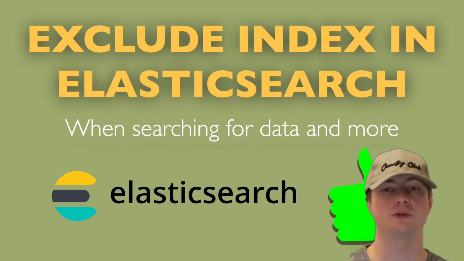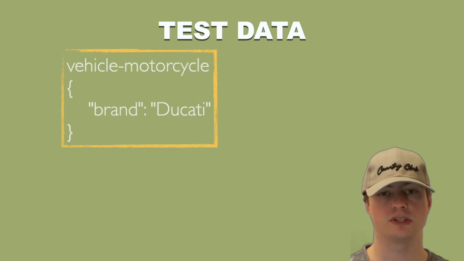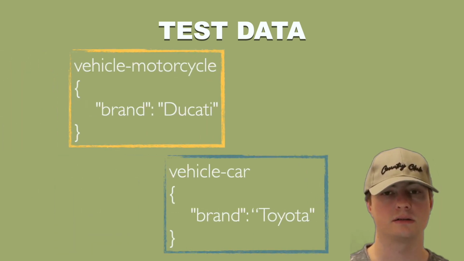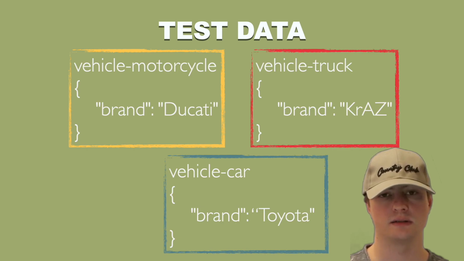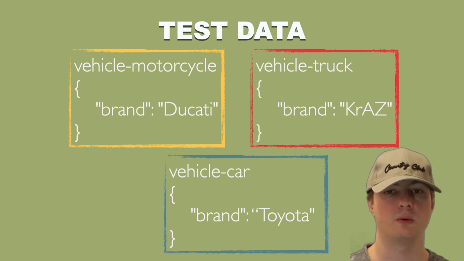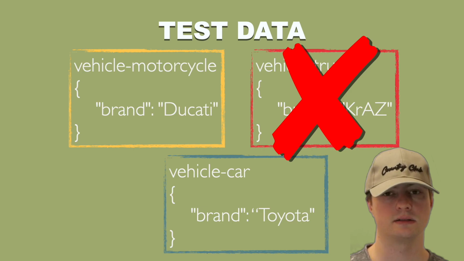Hi, I'm Tom D and I want to show you how to exclude certain indexes when you search in Elasticsearch. In the example, I will show you three indexes: vehicle-motorcycle, vehicle-car, and vehicle-truck. And in a search, I will exclude vehicle-truck.